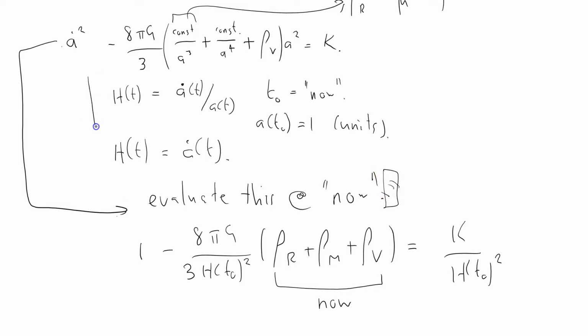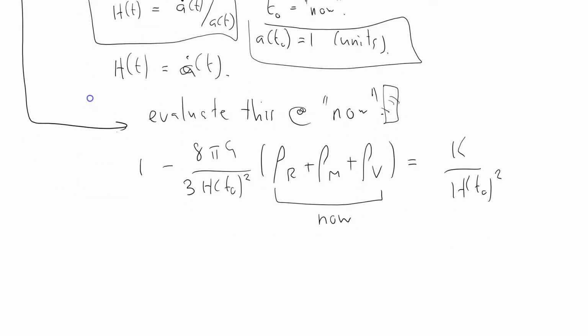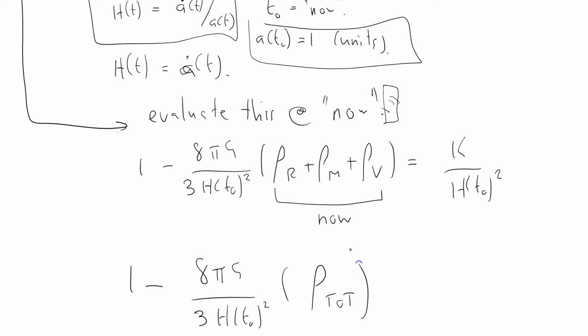So to get from this equation to this equation, we evaluate it at now. We make use of the fact that the Hubble constant is a dot over a, which is just a dot because I'm choosing units in which a of t0 equals 1. So we've got 1 minus 8 pi G over 3 H of t0 squared times rho total, let's call it total, equals k over H of t0 squared.